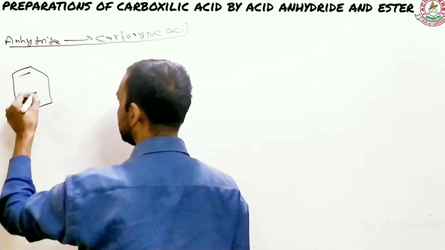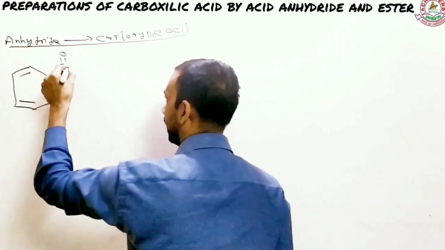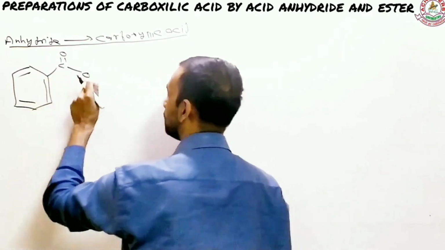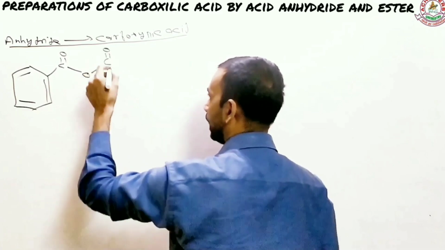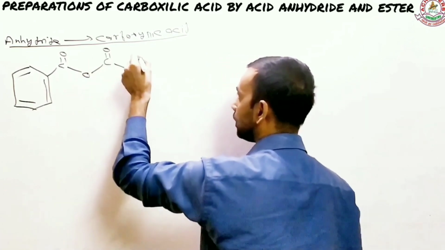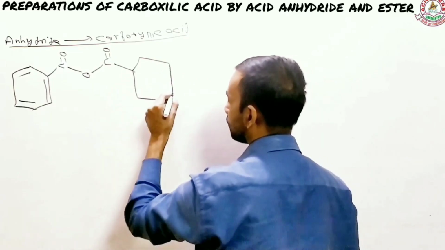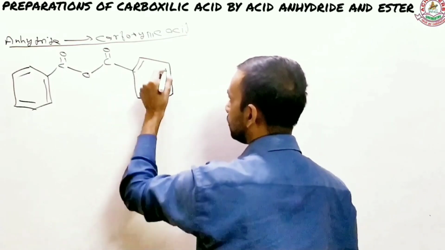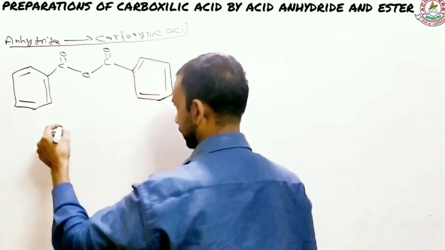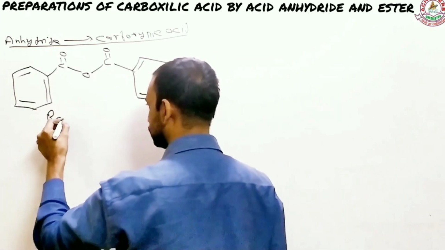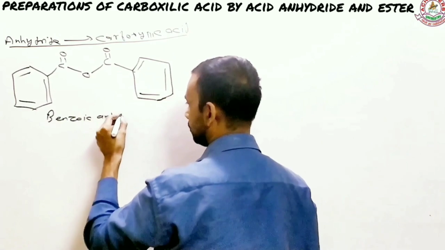So let's see what this benzoic anhydride is. You have a benzene here, and on the benzene you have a carbonyl group, and on the carbonyl group you have an oxygen. Then there is another carbonyl group, and this carbonyl group is again attached with the benzene here. So this is what the benzoic anhydride looks like. Let me write this. So this is your benzoic anhydride.